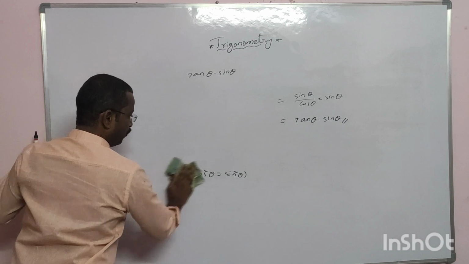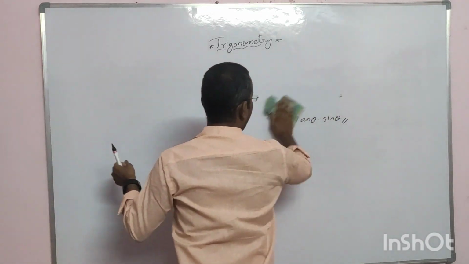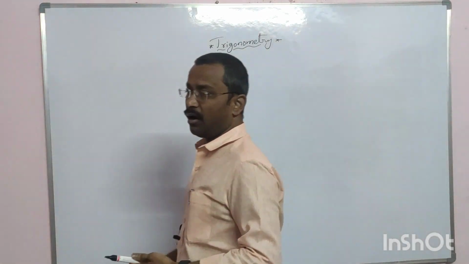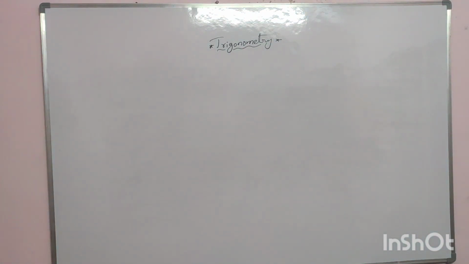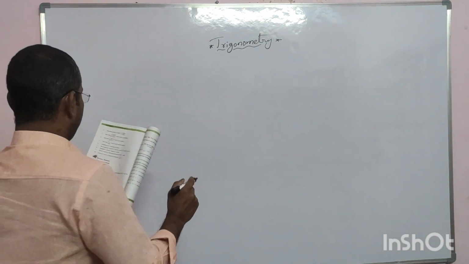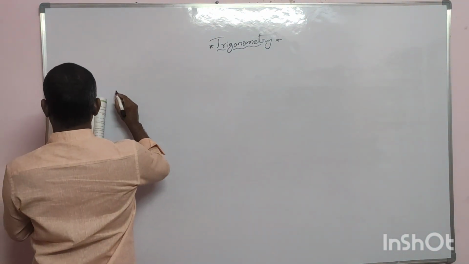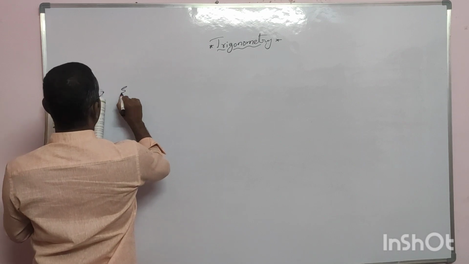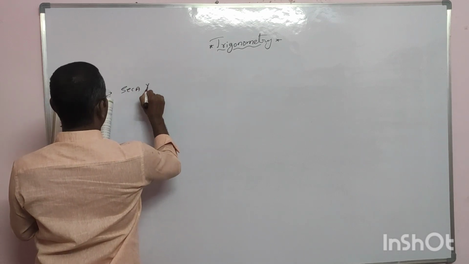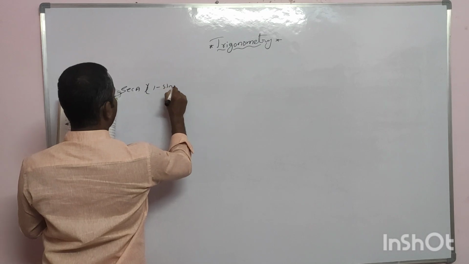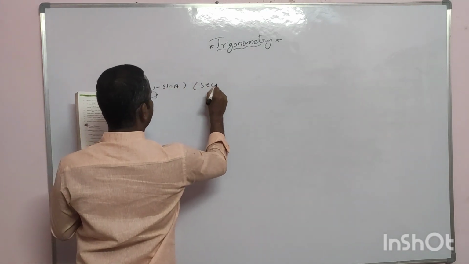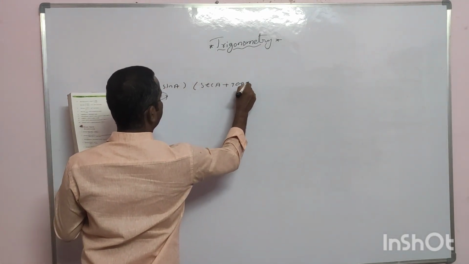Those who are thorough with auxiliary identities, the last exercise will be easier. Remember, the last and also question will come from the last exercises only. So the next one is asking to simplify (sec A)(1 minus sin A)(sec A plus tan A).